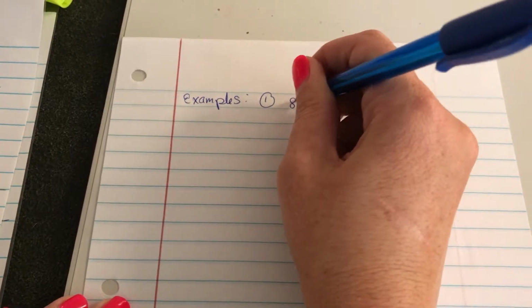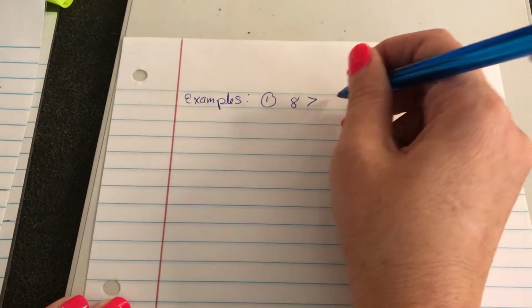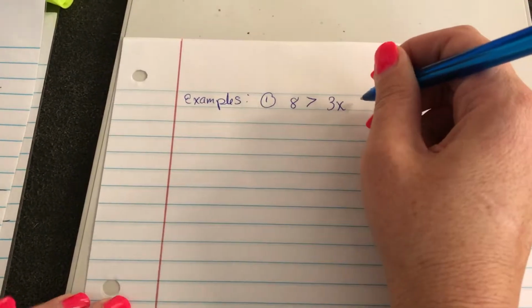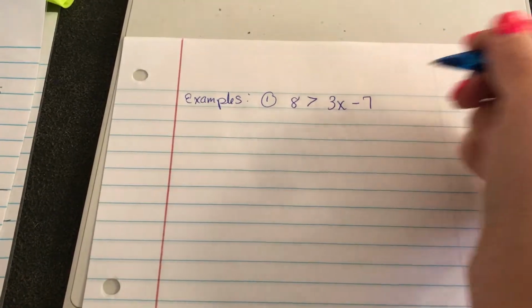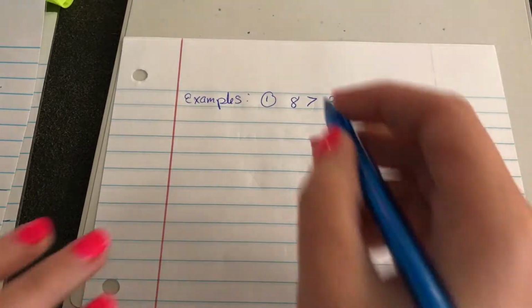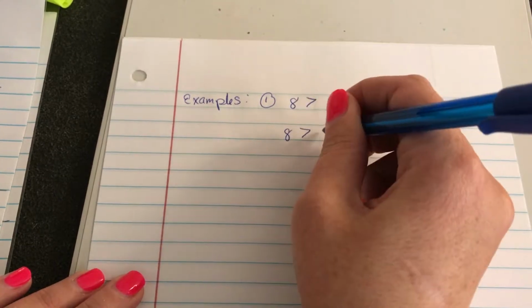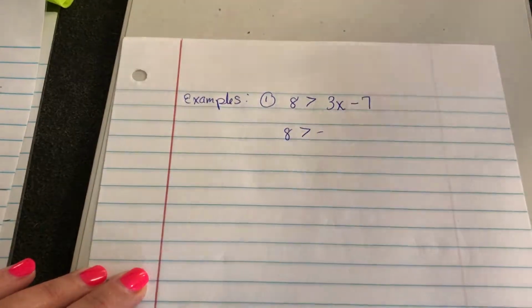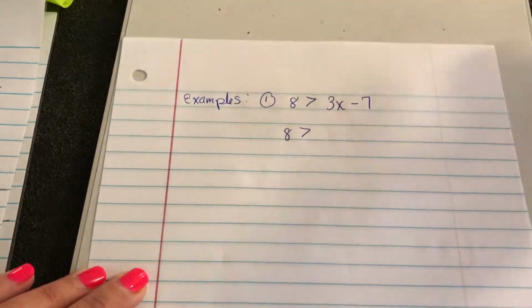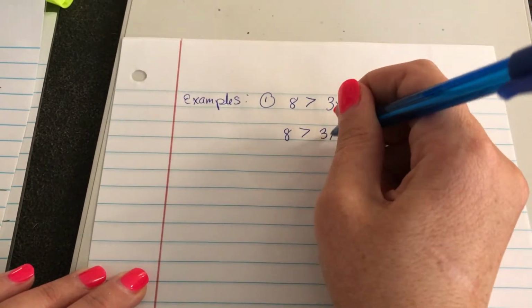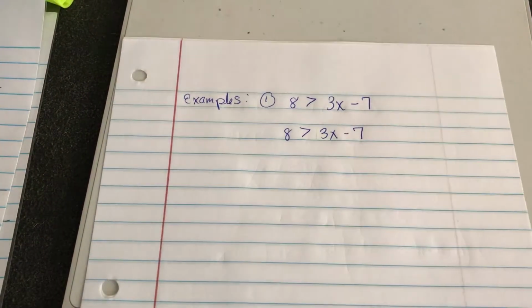All right, 8 is greater than 3x minus 7. So I'm going to rewrite this. 8 is greater than 3x minus 7. Have y'all noticed how much I use whiteout? All right, so I'm going to ask the questions real quick.